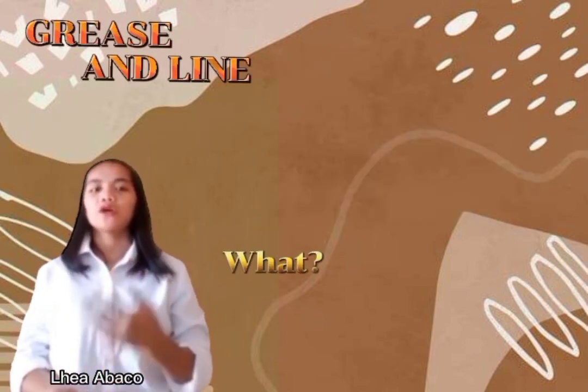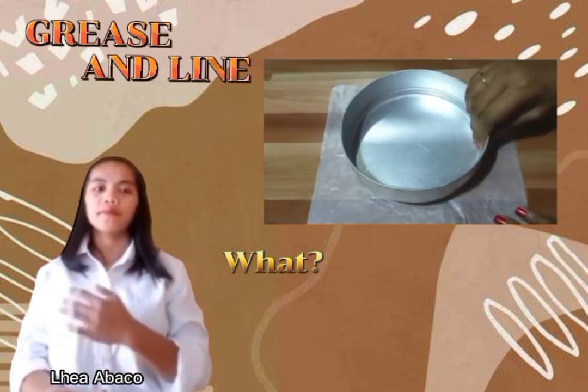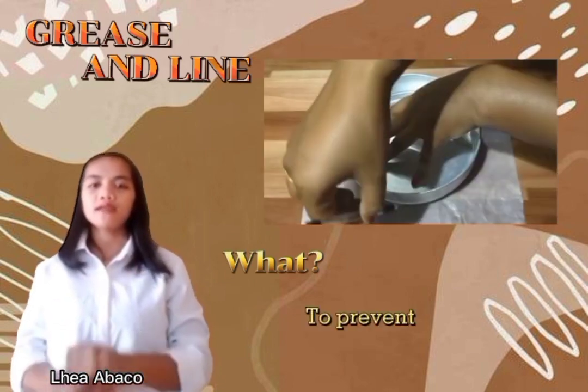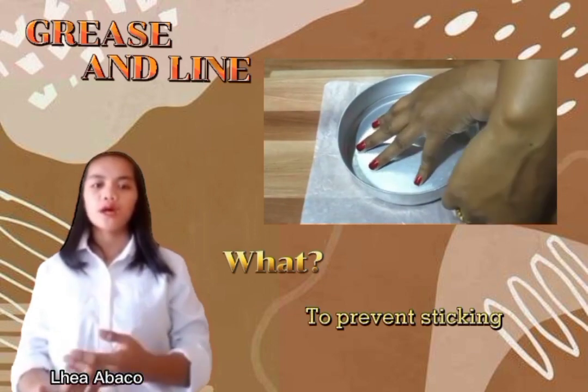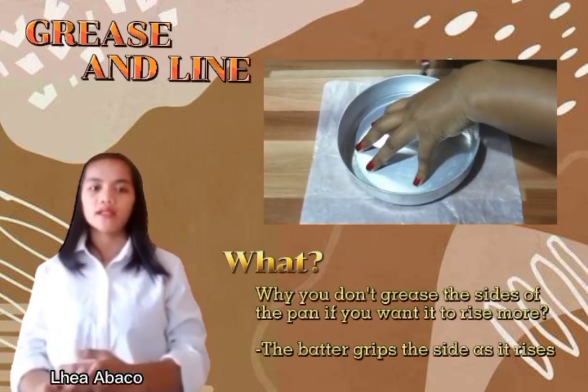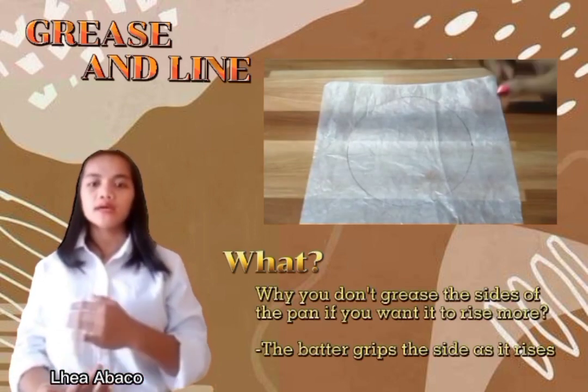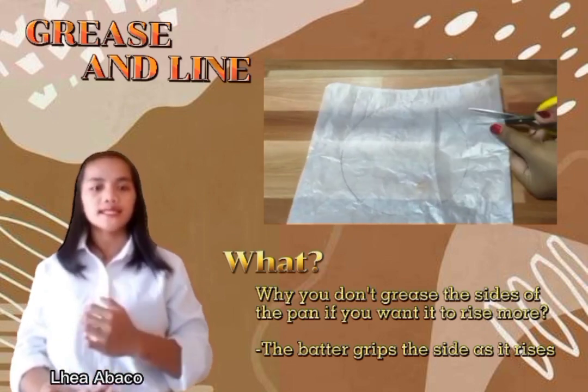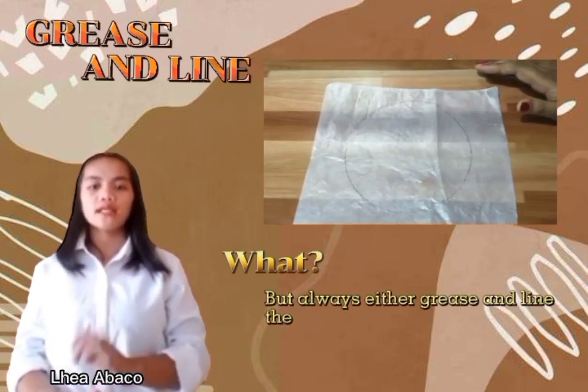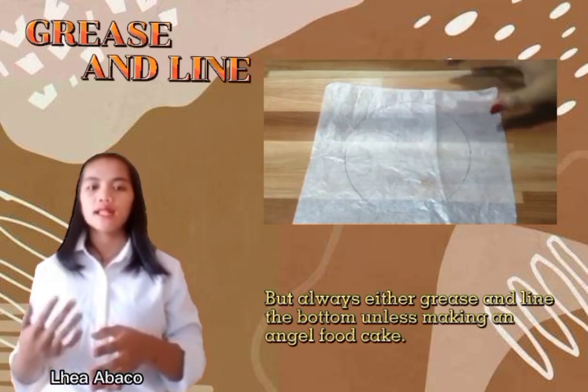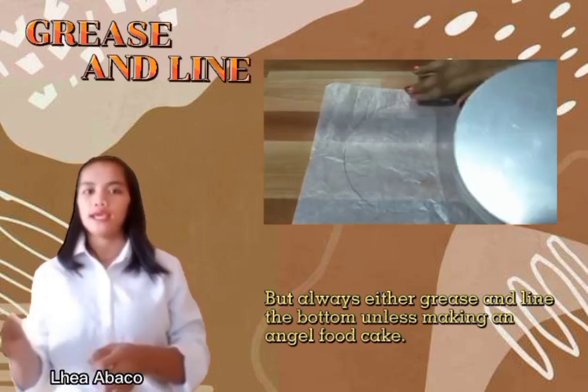Grease and line. What does it mean to grease and line a pan? Greasing and lining the pan is to prevent sticking. That's why you don't need to grease the sides of the pan if you want it to rise more, as the batter grips the side as it rises. But always either grease and line the bottom, unless making an angel food cake.